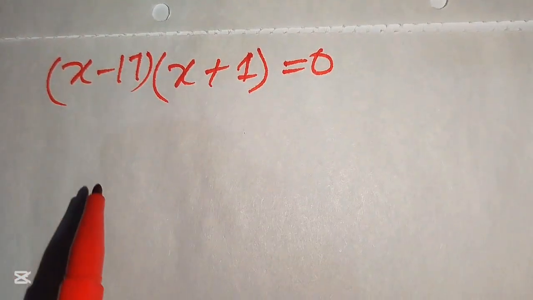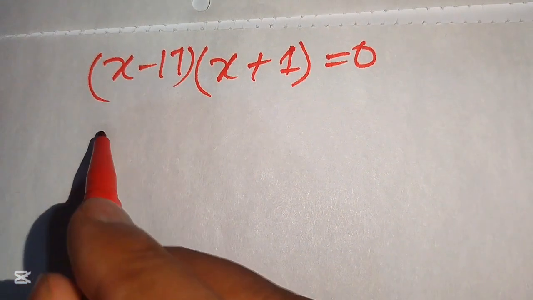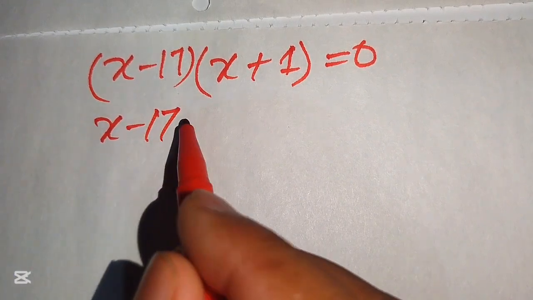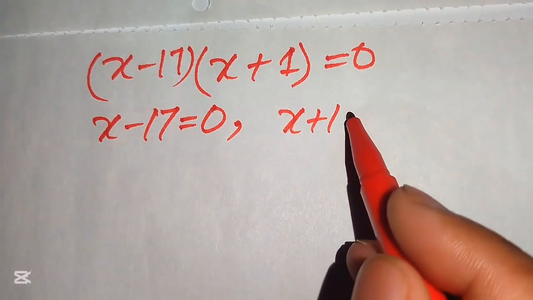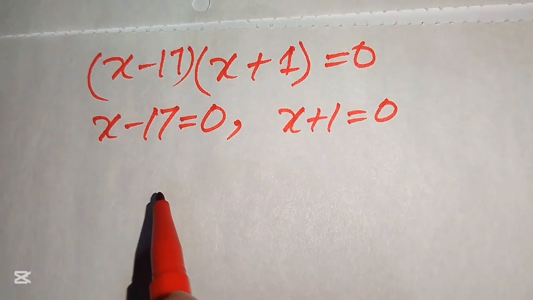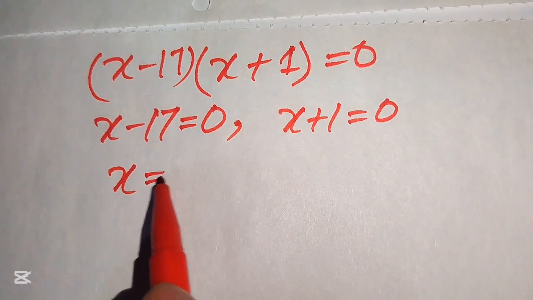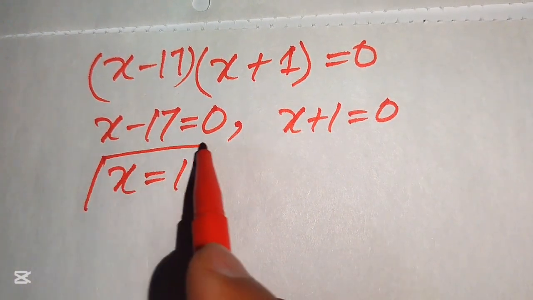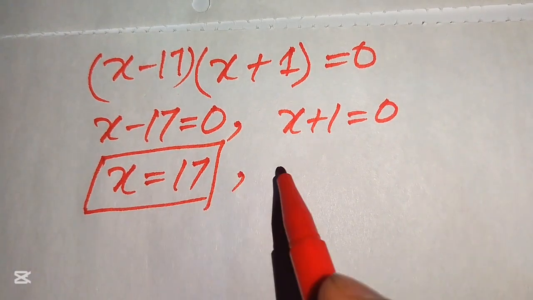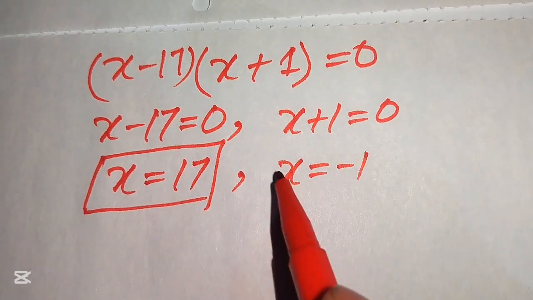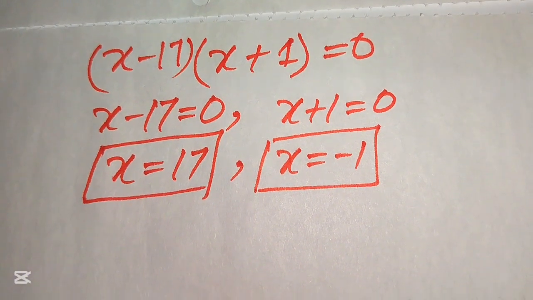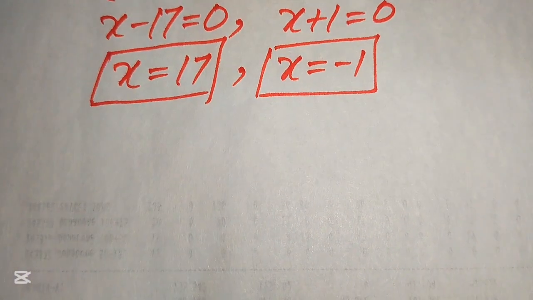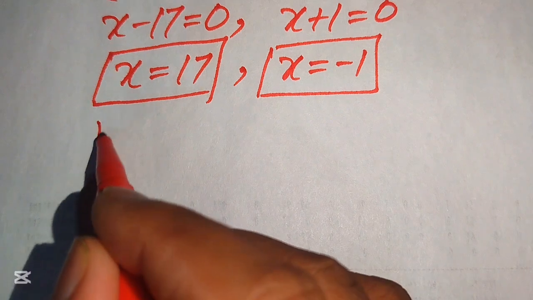So we break this equation into two cases. The first case is we write x minus 17 equals to 0, and the second case is we write x plus 1 is equals to 0. So here you get the value of x is equals to 17, and from here we get the value of x is equals to minus 1. So these are the two values of x. These are the same two answers which we got from the first method.